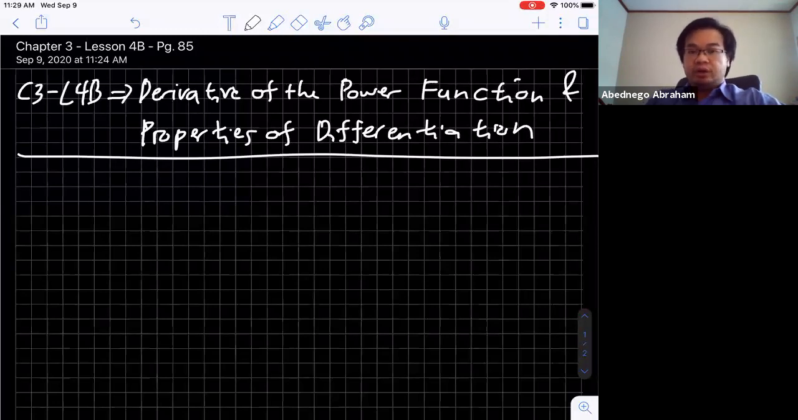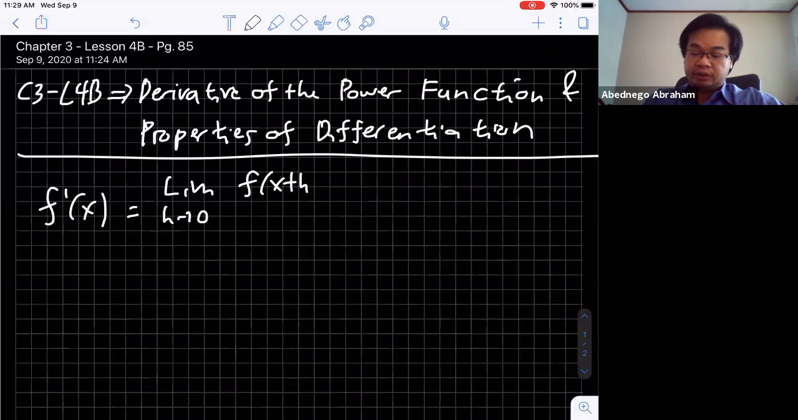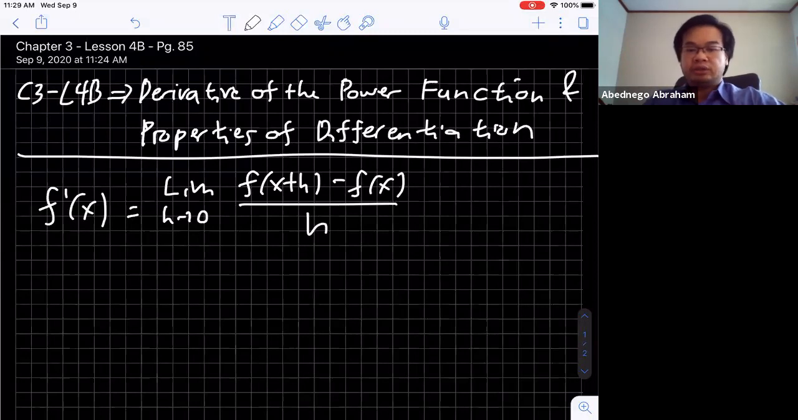Okay, so reviewing what we have learned from the previous lesson, the mathematical definition of the derivative f prime of x is equal to the limit of h approaching 0 of f of x plus h minus f of x over h. This is the mathematical definition of the derivative that I taught you yesterday.